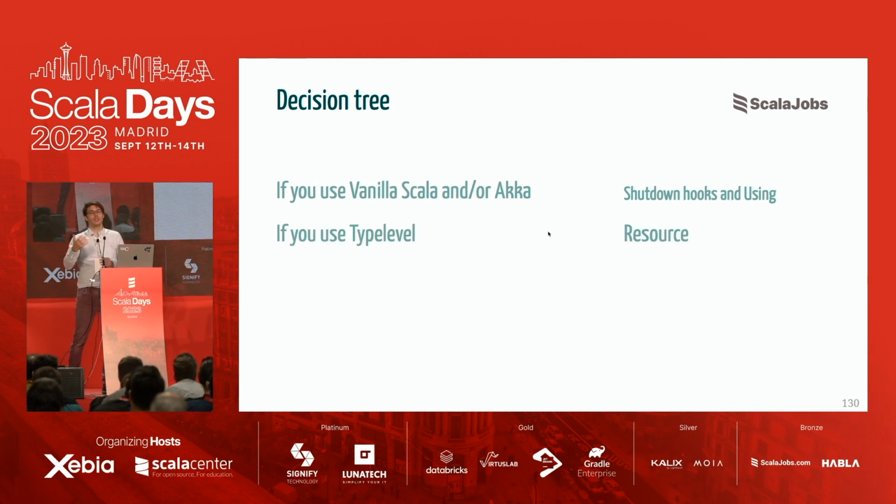If you bought into the type-level ecosystem, and you use several libraries from it, then Resource is nice because you don't need an extra library, you already have it in your path. And these type-level libraries are going to offer Resource for you, so you get all the benefit.